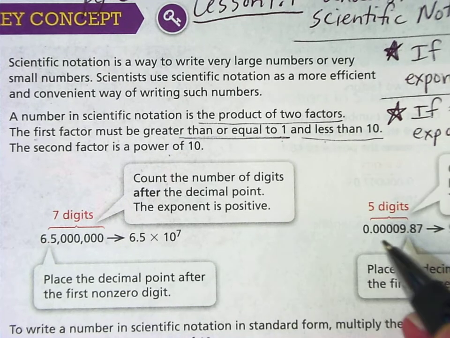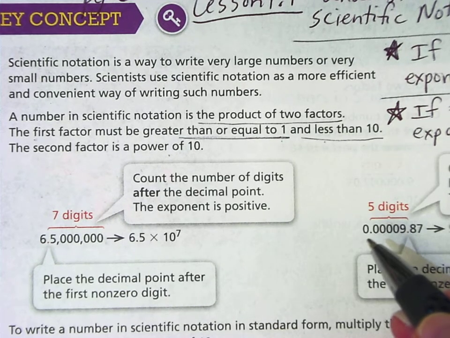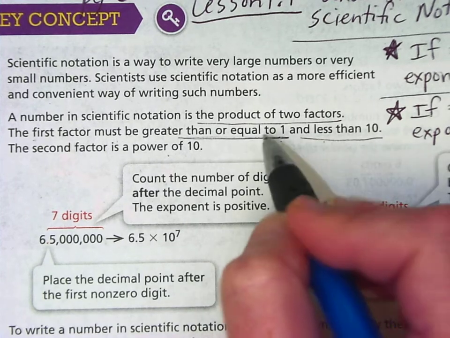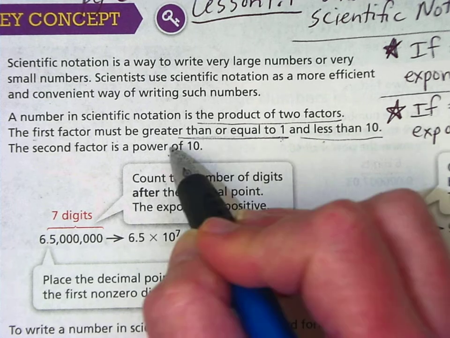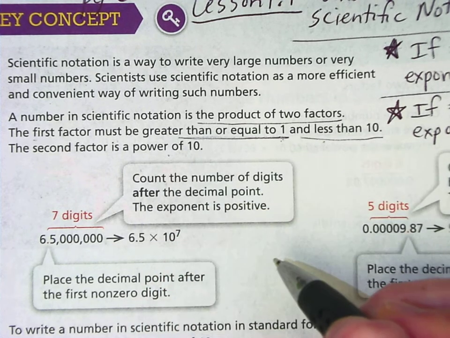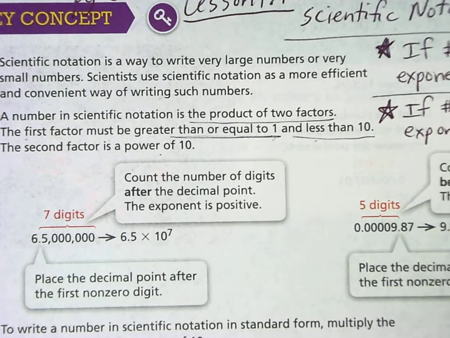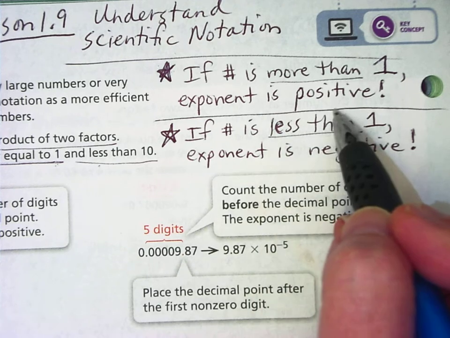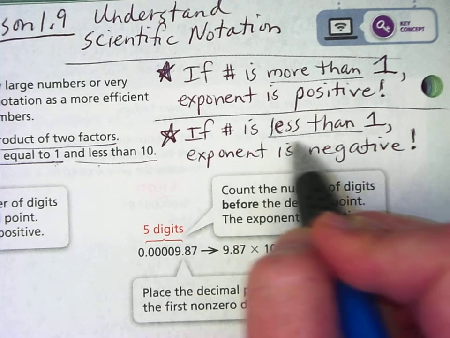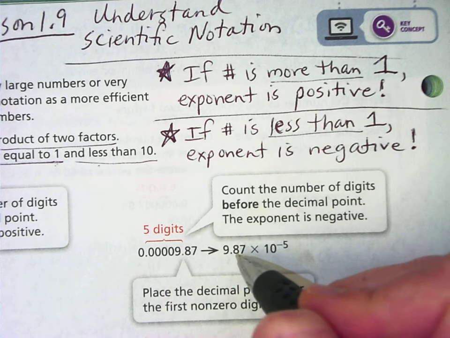So we're going to write really, really big and really, really small numbers using scientific notation. We have to turn the number into a number that's 1 or more, but less than 10, and then multiply it by a power of 10. One thing you need to remember is that if the number you're starting off with is more than 1, your exponent's going to be positive. If the number you're starting off with is less than 1, your exponent's going to be negative.